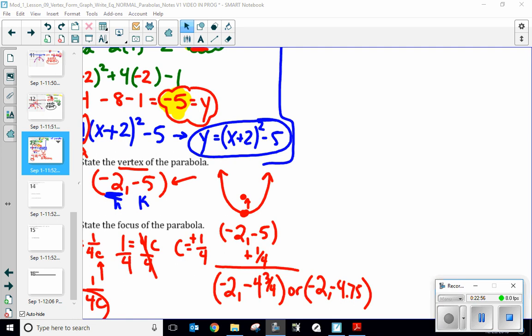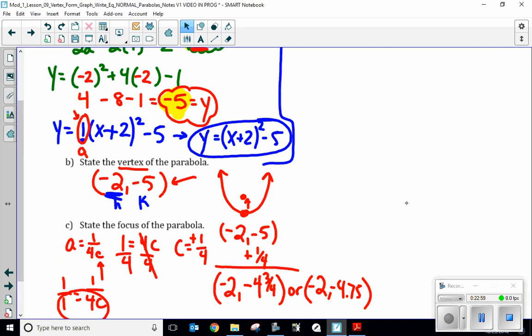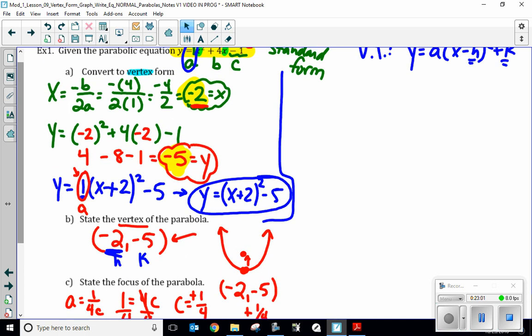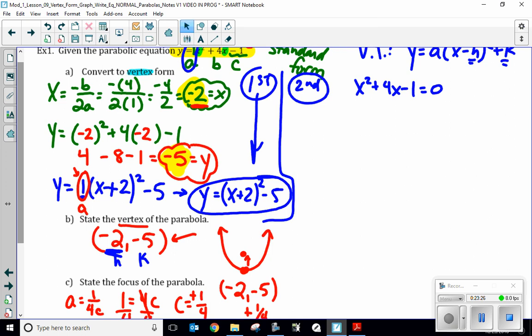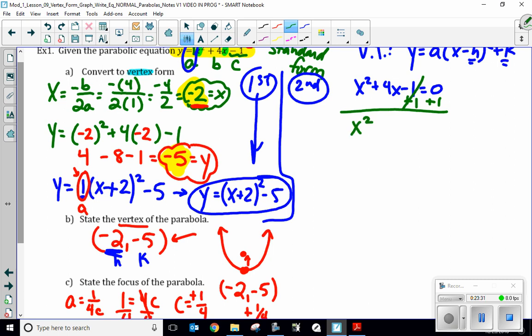Now, let's go on to the second way to convert to vertex form. Okay, so there were 2 ways. Here's the first way to get this equation. Here's the second way, and it's completing the square. A lot of people don't like it. The first way really wasn't that difficult, but this helps you with factoring or solving for x. Completing the square: if I have x squared plus 4x minus 1 equals 0, the first thing I need to do is add 1 to both sides. Bang. X squared plus 4x equals 1.